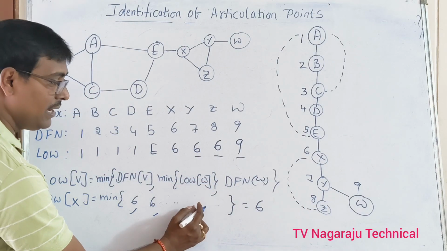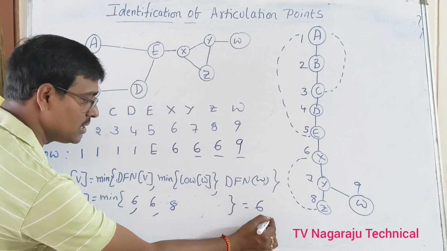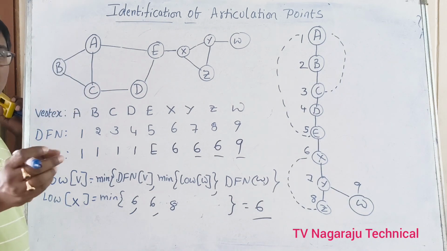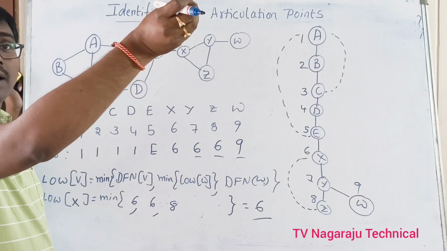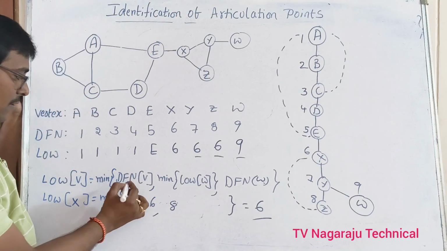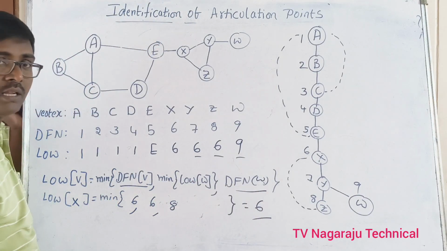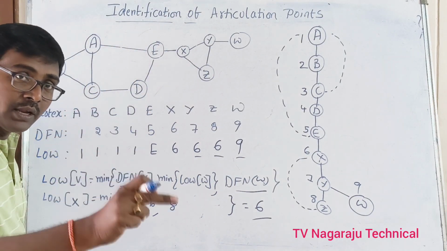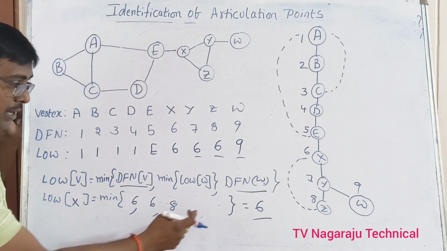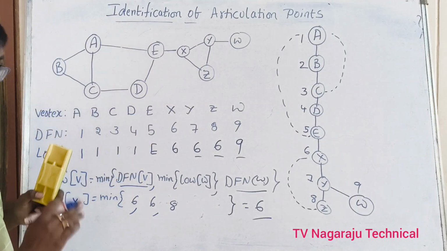Even though you are writing DFN of Z, the answer is 6, finally 6. Backwards, we are writing in the order: always the parent has a smaller DFN number than the child. The first one is a DFN and the last one is a DFN. No need to write from top to down; you can write from bottom to up. Anyway, you are getting 6 like this.